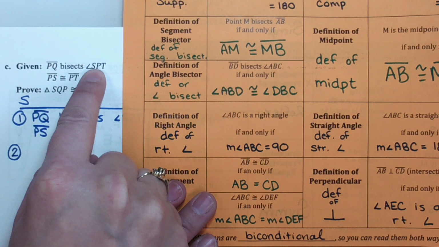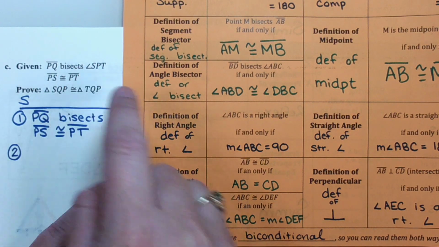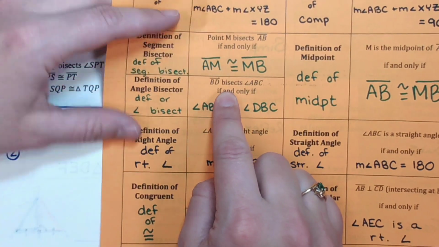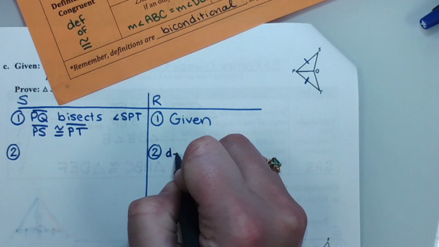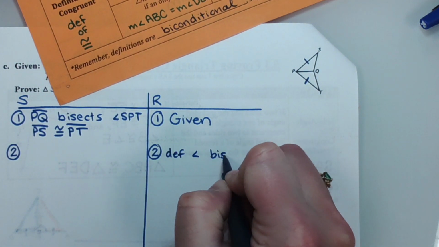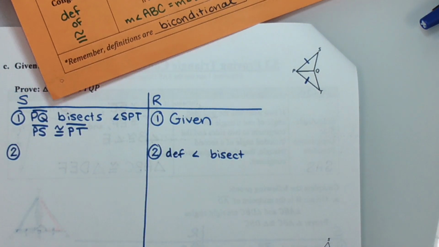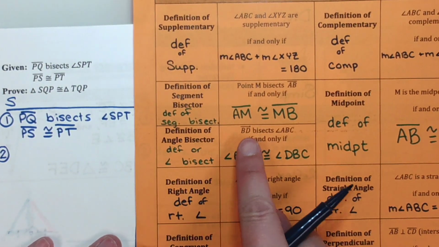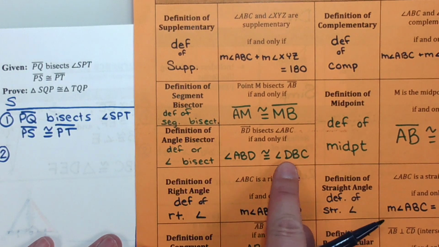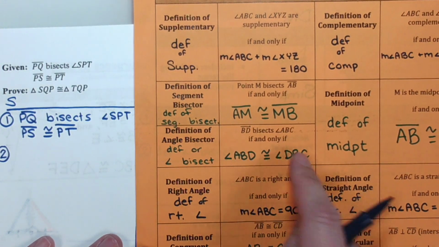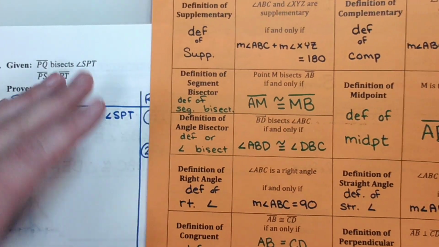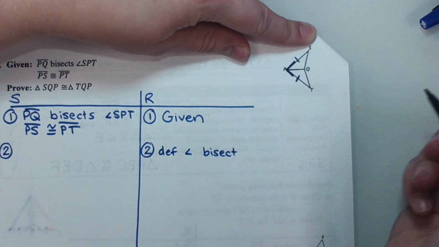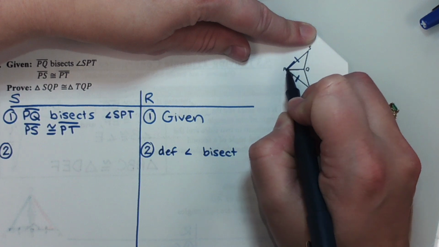PQ bisects angle SPT. The second thing is what got bisected, so it's angle bisect. Oops, helps if I point to the right thing. Def, angle, bisect. When an angle gets bisected, we get 2 congruent angles. To know exactly what angles, use your picture to your advantage. Angle SPT was bisected by PQ.